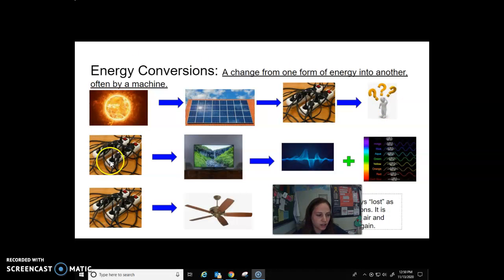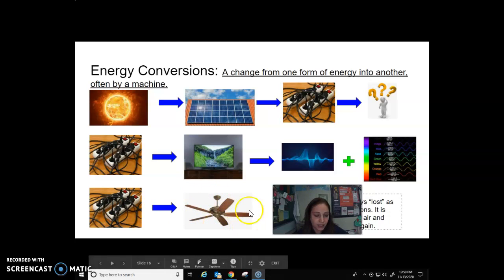Once you have electricity, the electricity could be feeding into your television. What type of energy does the television produce? Sound waves and light waves, and probably something else. Probably some heat. We have electricity powering a fan. The fan will produce kinetic energy once it starts moving.